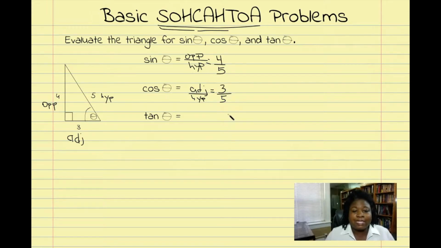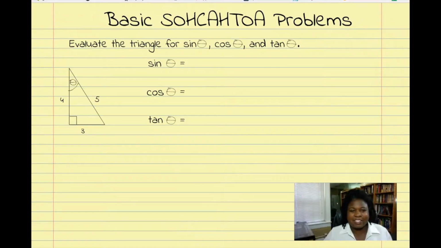And now we need to find tangent of theta. So we can refer to SOHCAHTOA, TOA. Tangent is opposite over adjacent. So nice to write with a mouse. Opposite over adjacent. And in that case, when we look at our triangle, the opposite side is 4, and the adjacent side is 3. So the tangent of theta is 4/3.